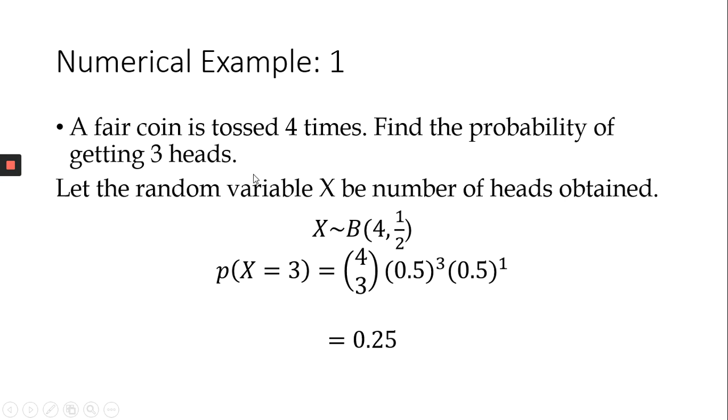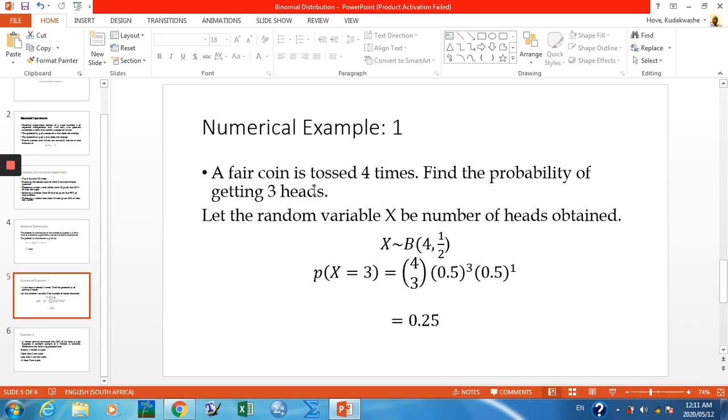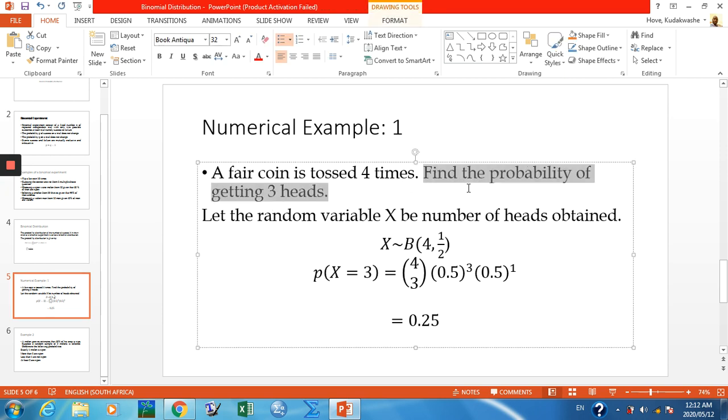So we are given n equal to 4. The random variable x is the number of heads obtained. So x follows a binomial (4, 1/2). Normally we write x follows a binomial distribution, with the number of trials and then the probability of success. So we want the probability x equal to 3. This is exactly what we are asked: find the probability of getting 3 heads.